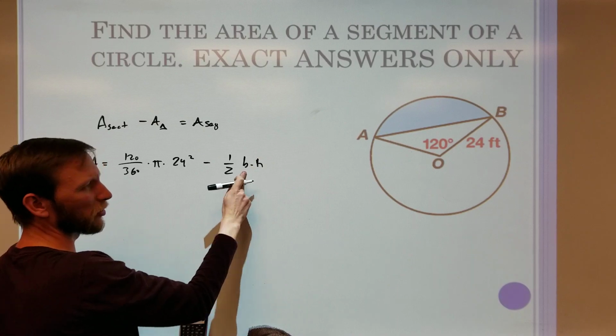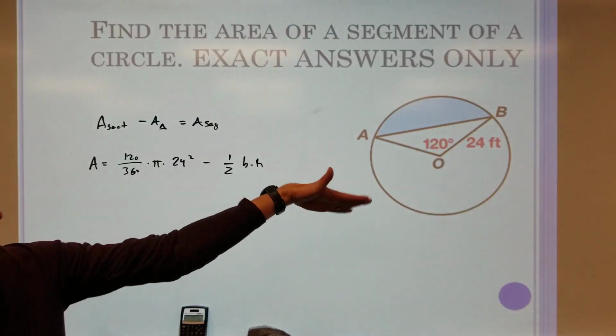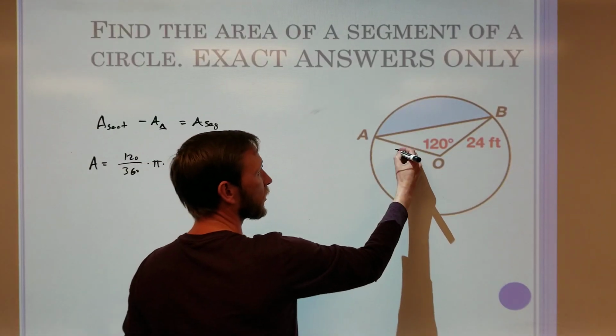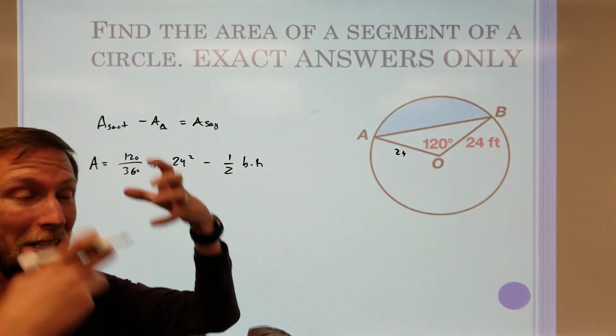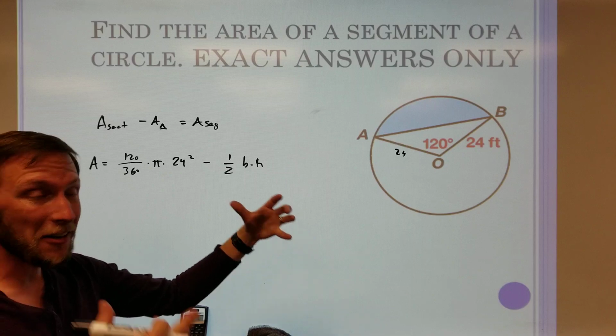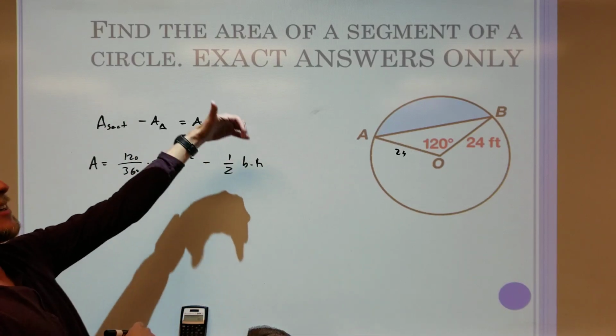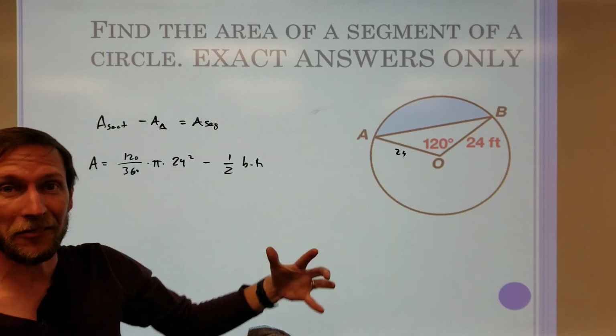Now here's the deal. I don't know the base and I don't know the height. I know the sides of this isosceles triangle. If that's 24, then this is 24. But I don't know the base of the triangle, and I don't know the height of the triangle. So how am I supposed to find the area of this triangle so I can subtract it from the area of the sector so that I can get the area of the segment?